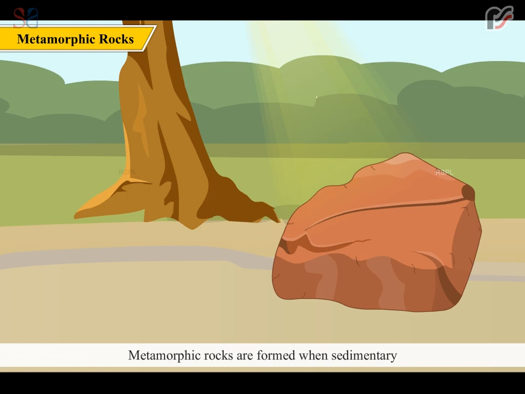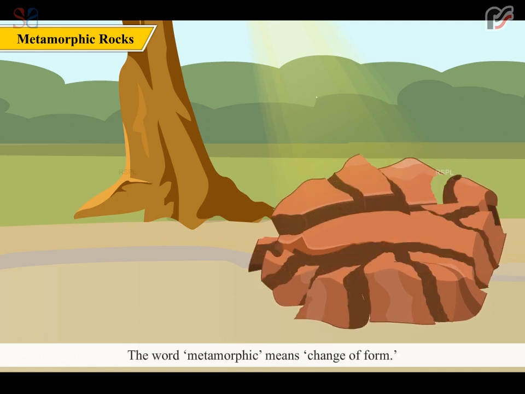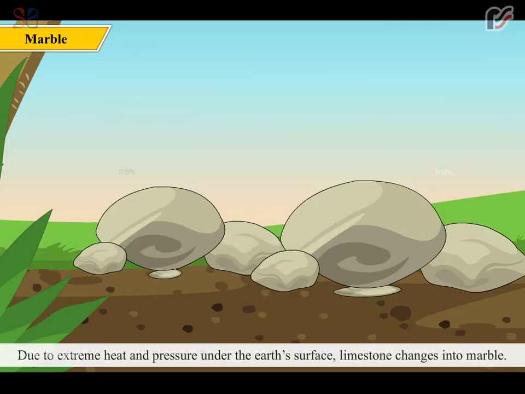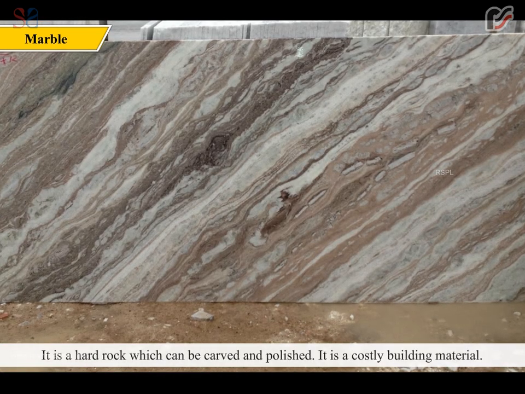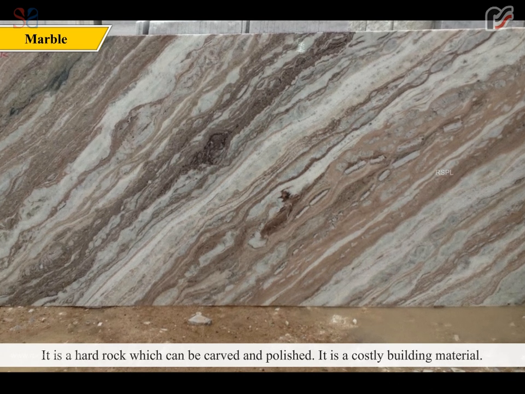Metamorphic rocks are formed when sedimentary or igneous rocks undergo changes due to heat or pressure. The word metamorphic means change of form. Marble. Due to extreme heat and pressure under the earth's surface, limestone changes into marble. It is a hard rock which can be carved and polished. It is a costly building material.